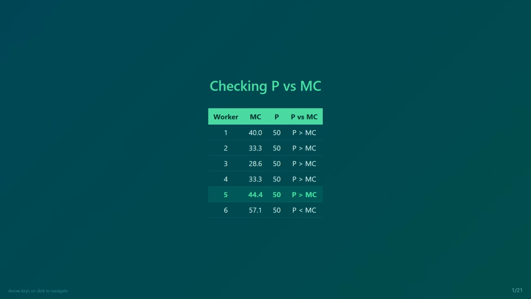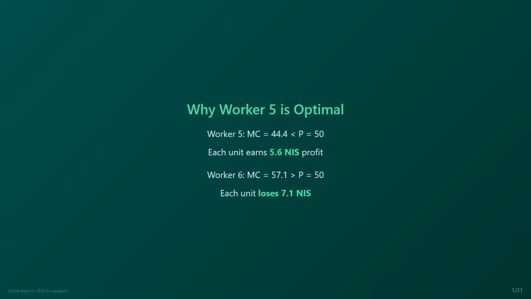But at worker 6, the marginal cost jumps to 57.1, higher than the price of 50. This means every unit produced by worker 6 costs us 57.1 shekels, but we only receive 50 shekels for it. That's a loss of 7.1 shekels per unit. Therefore, it's not worthwhile to hire worker 6.